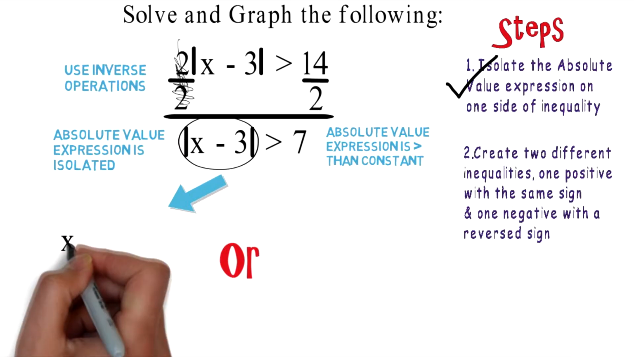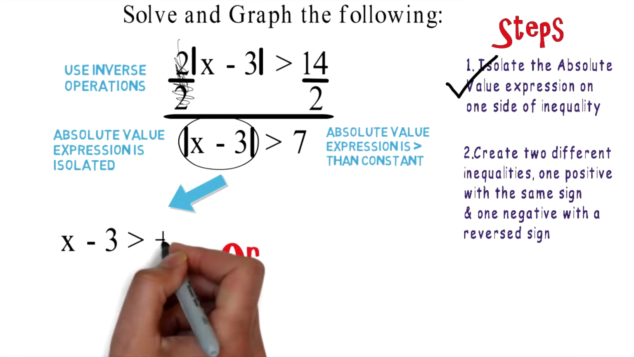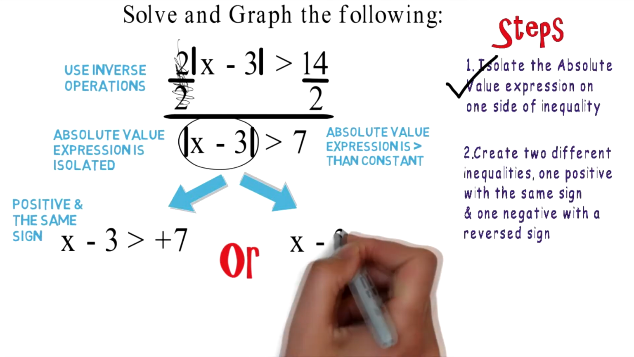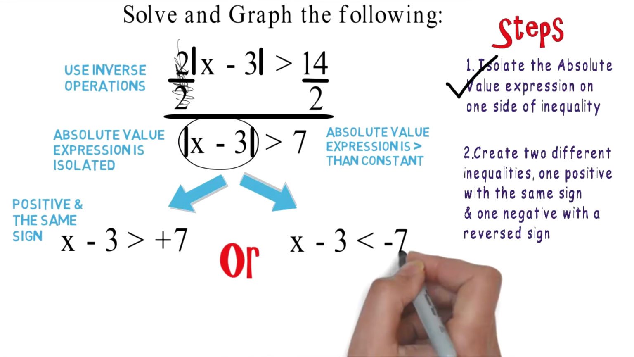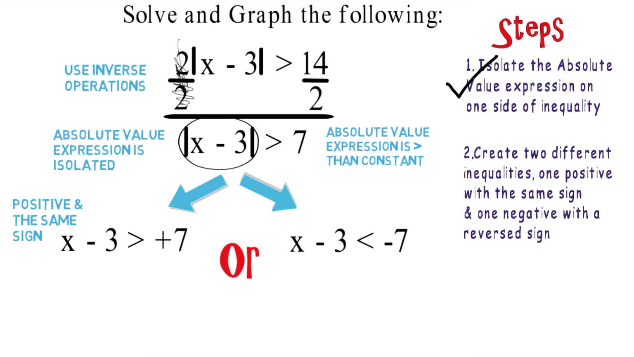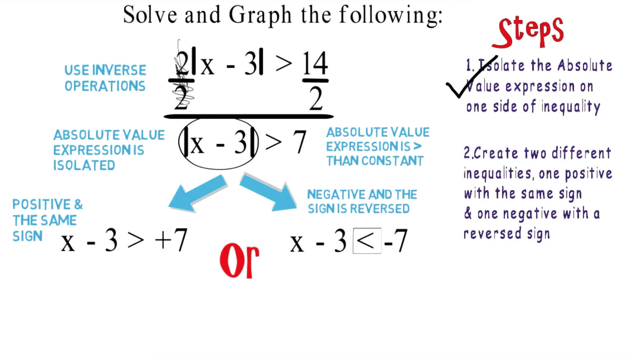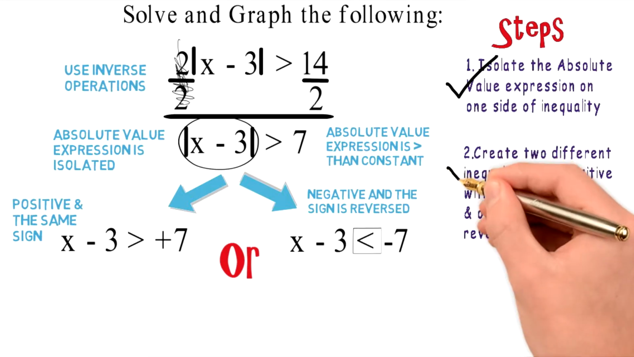Create our first inequality. X minus 3 is greater than positive 7. Notice this one is positive and the same sign. And then we'll create our second one, which is x minus 3 is less than negative 7. If you take a look, it's negative and the sign is reversed. Let's just focus in on that sign and you see that it's reversed. So now we can check off step number 2.